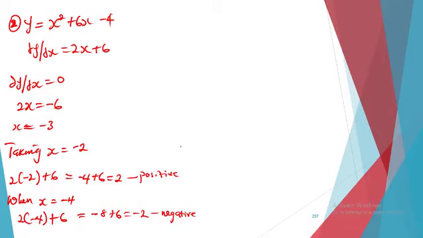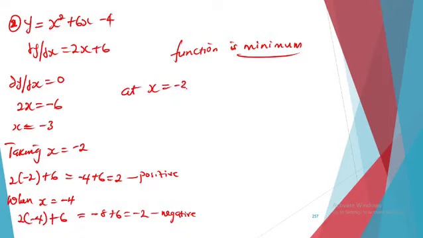So at this point, we say that this function is minimum. Because at the point where x decreased, it gave us a negative number instead of a positive number. So this function is minimum. So how do we write that? We say that at x equal to minus 3, which is the value of x that we obtained here, the function y equal to x squared plus 6x minus 4 is minima.